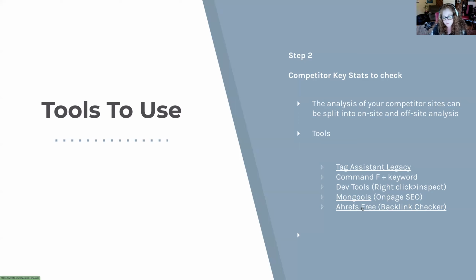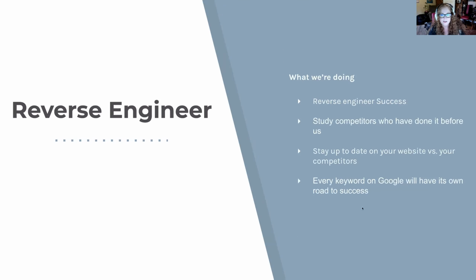So you want to check backlinks are still important in SEO. So we want to check what our competitors are doing. We want to check our own backlinks too, like who is linking to us. So what we're doing, we're studying our competitors, we're reverse engineering, and we're staying up to date, and we're going to realize that every search is different. And every keyword is going to have its own road to success. And that's really important to know.